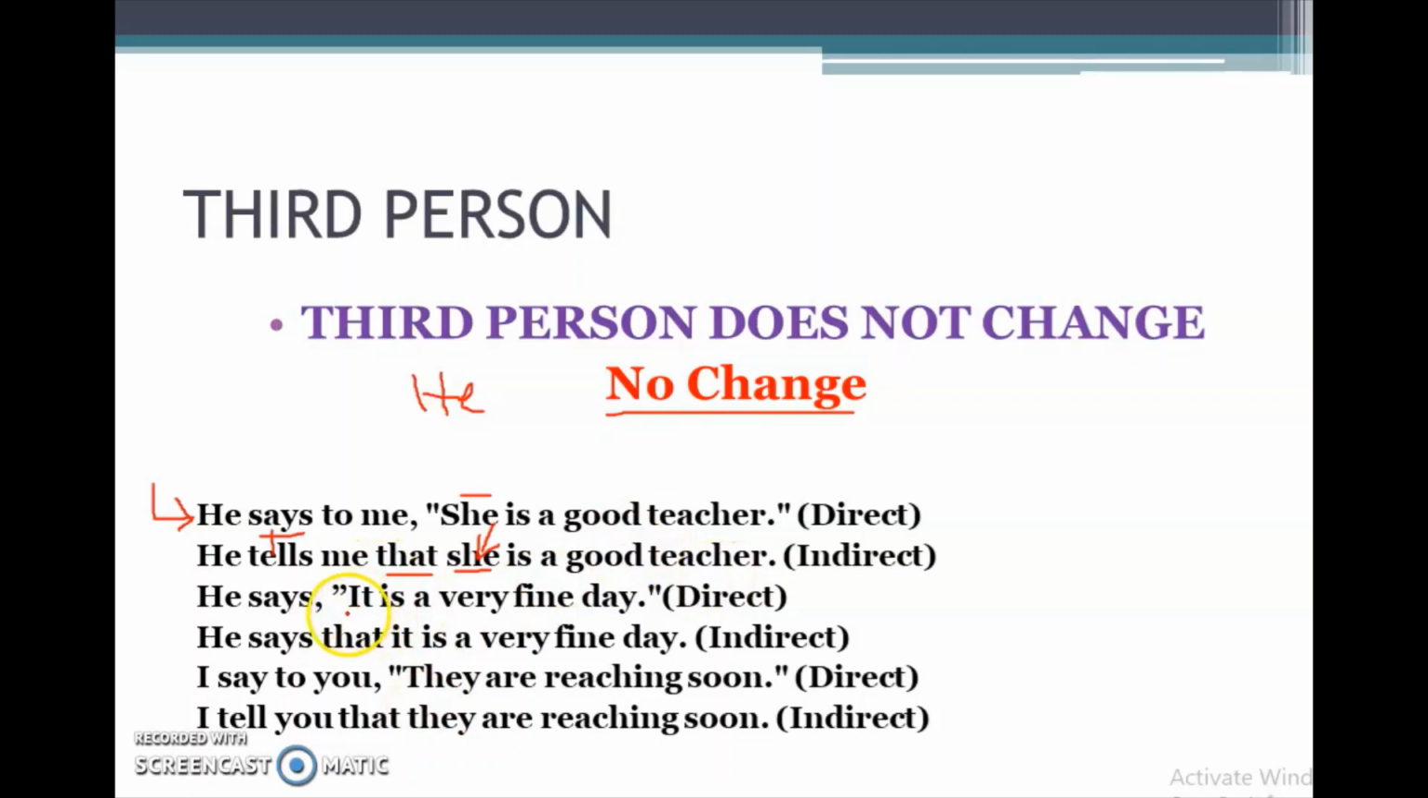Look at another example, it is also third person, it also retains. And the last one, they are, and they retain. So it's a rule that if there is third person in a sentence and you have to change that sentence into indirect speech, then no change of pronoun will take place. Let's move towards the next rules.